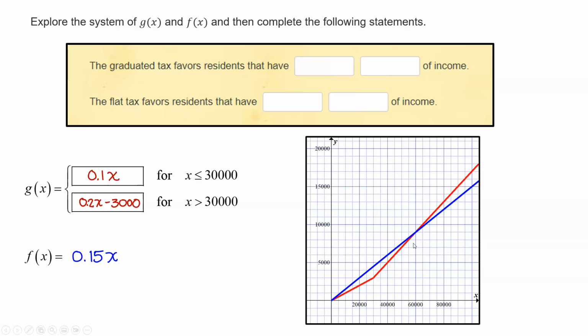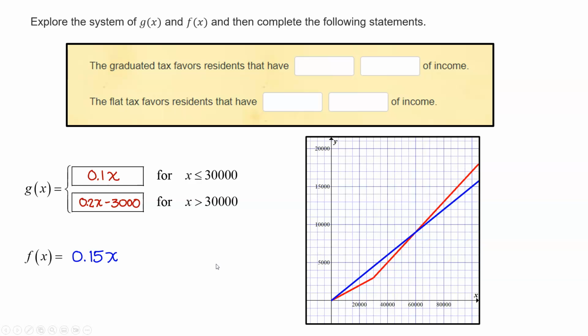But you can see a clear difference when you're before that and after that. Before that, the red graph, which is your graduated tax, is favoring those who have lower incomes. So the lower income people are getting lower taxes, whereas the people who have higher incomes are getting higher taxes. And likewise, with the straight line, people are paying higher taxes at earning less income than they would if we were doing the graduated version. And the people who are earning higher incomes are paying less than they would if they were doing the graduated.